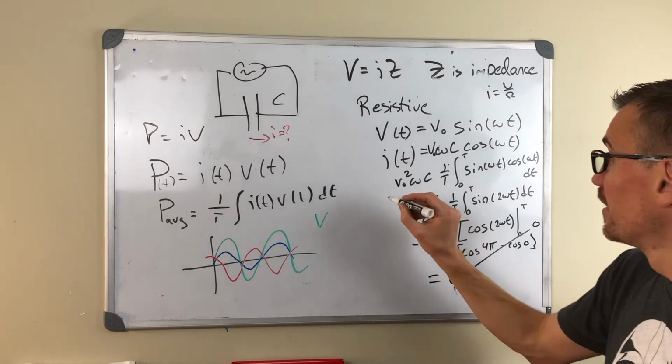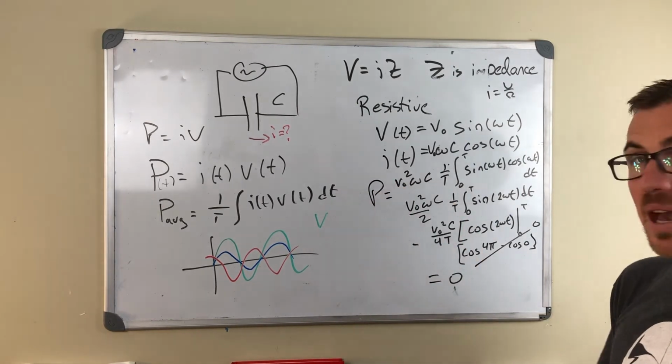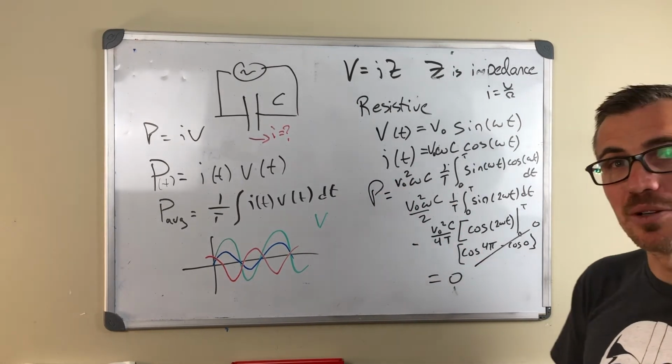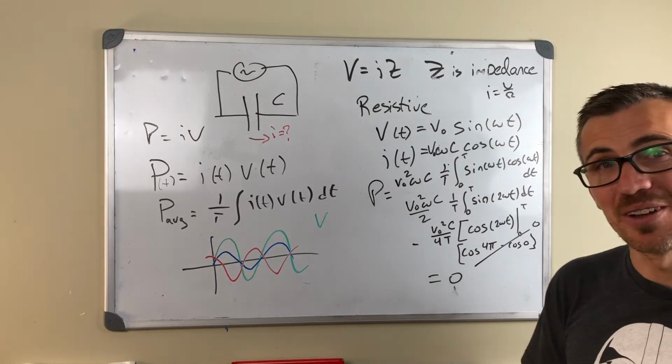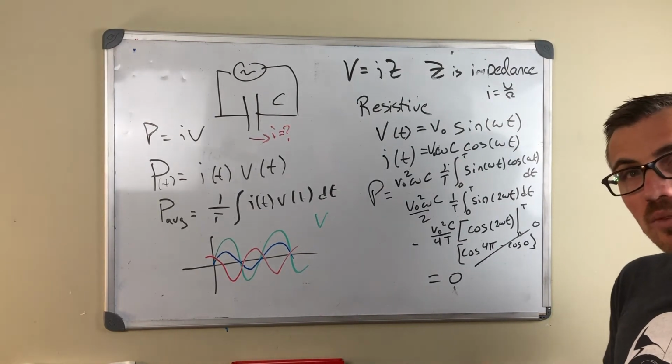So the power dissipated by this capacitor is 0. It doesn't dissipate power, which is very interesting. So why not? Where does that power go?